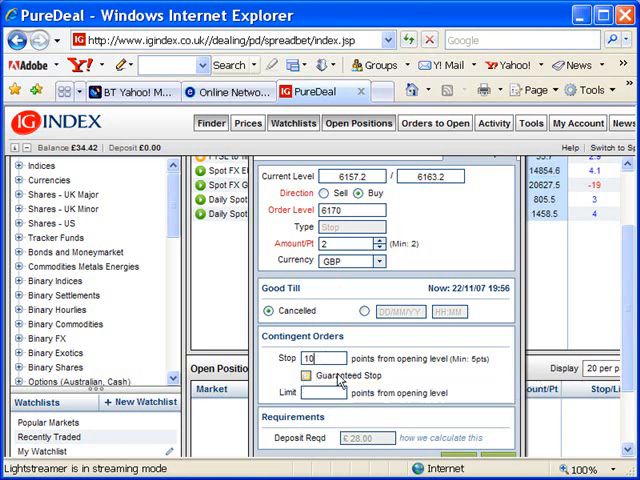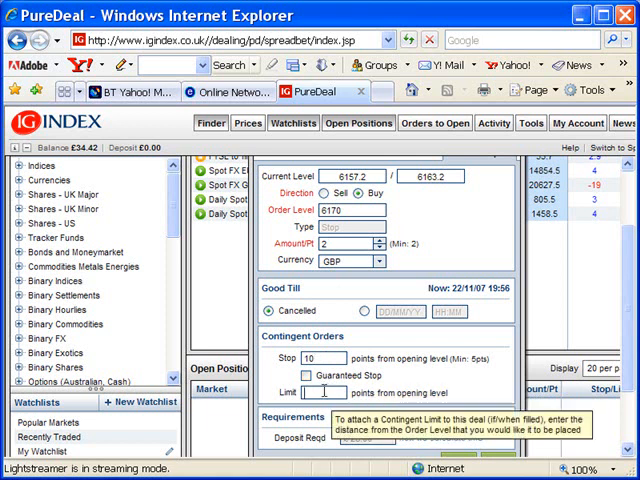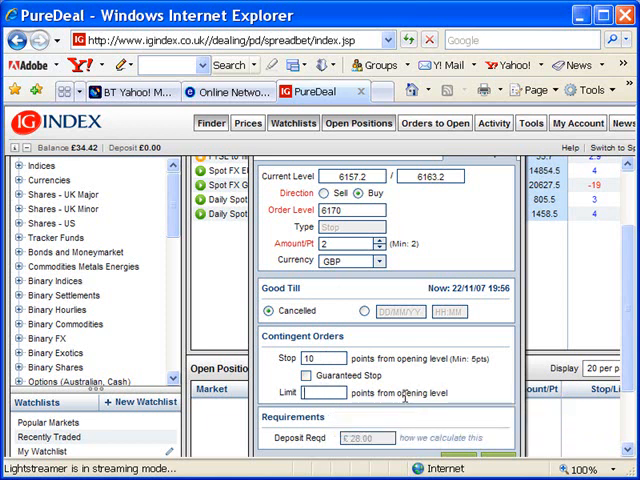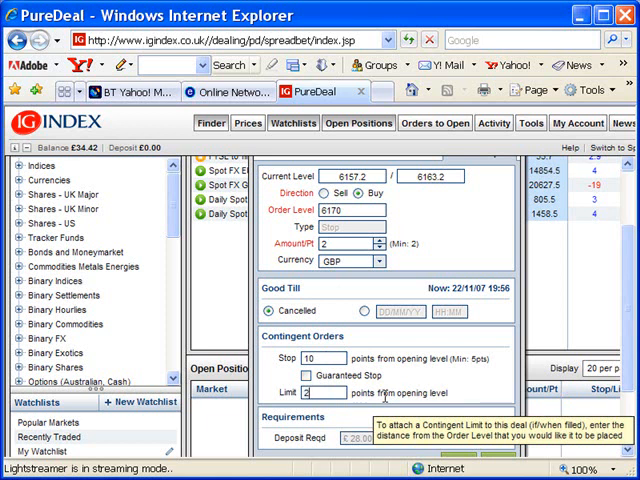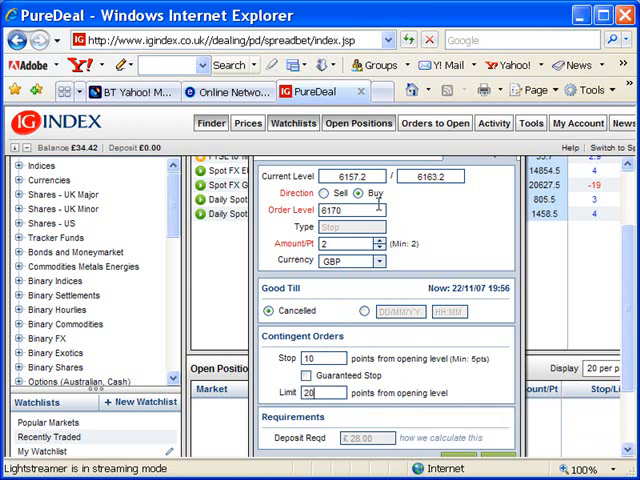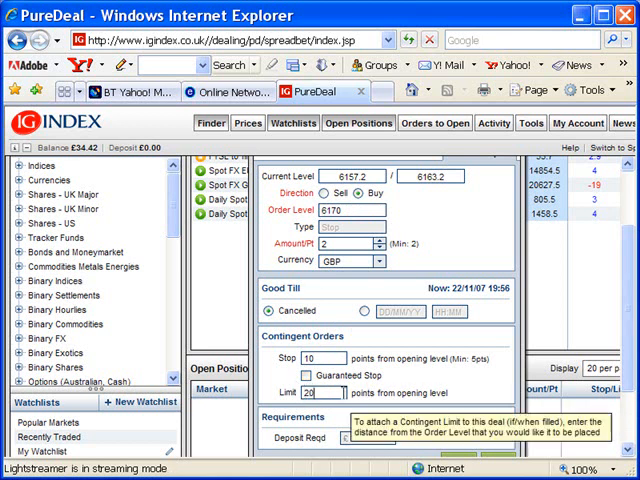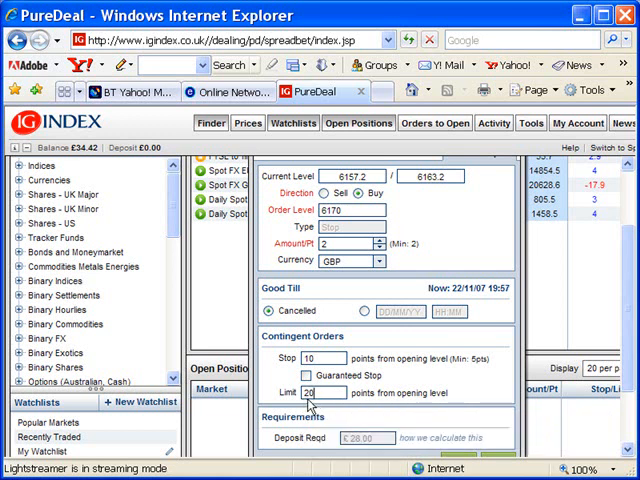We won't worry about guaranteeing this because you're fairly safe with the FTSE because it's a large share, and we want to close this order if it is opened when the value is more than 20 points from the opening level. So I'll specify here. That means if it goes up to 6190, we don't think it's likely to go much more than 6190, i.e. 20 points above the order level. So in that situation, the trade will be closed, the spread bet, and in that case we will have gained 20 by 2, £40.